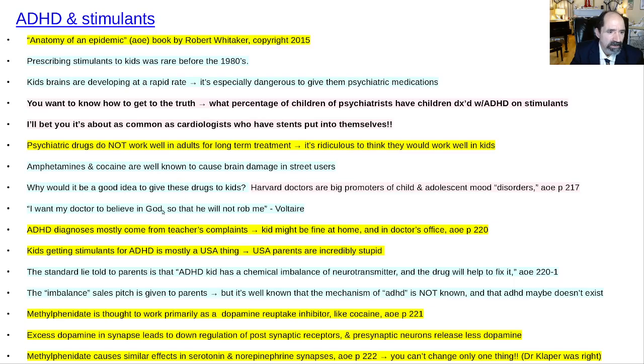ADHD diagnoses usually come from the teacher's complaints. A lot of times these kids are fine at home. They're kind of fine in the doctor's office. They're just labeled bad by a teacher, and then their parents go along. And this by far happens. There are more stimulants prescribed in the United States, at least there were a couple years ago, than in all the rest of the world by far.